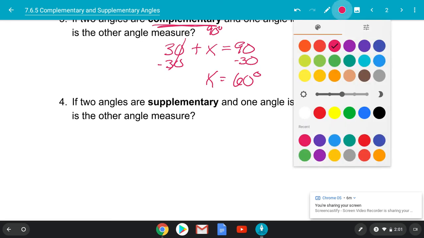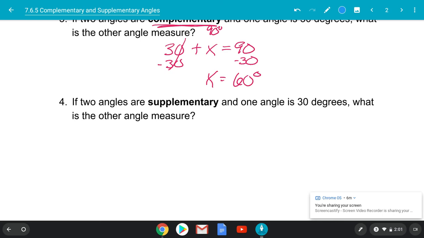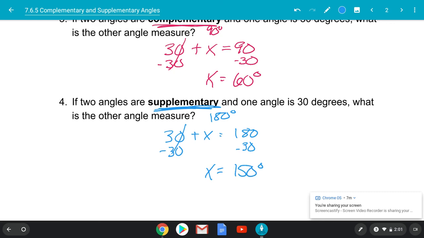In number 4, we have that if 2 angles are supplementary, so again, let's think, supplementary means that they add up to 180. Excellent. And one angle is 30 degrees. What is the other angle measure? So I'm going to say 30 plus x equals 180. I can either solve this one-step equation by subtracting 30 on both sides, or if you understand supplementary is a sum of 180, you can do 180 minus 30, and you're going to get that 150-degree angle for the other angle measure.